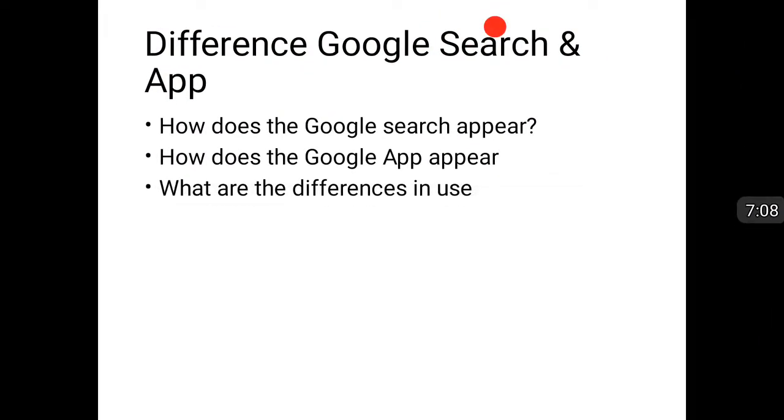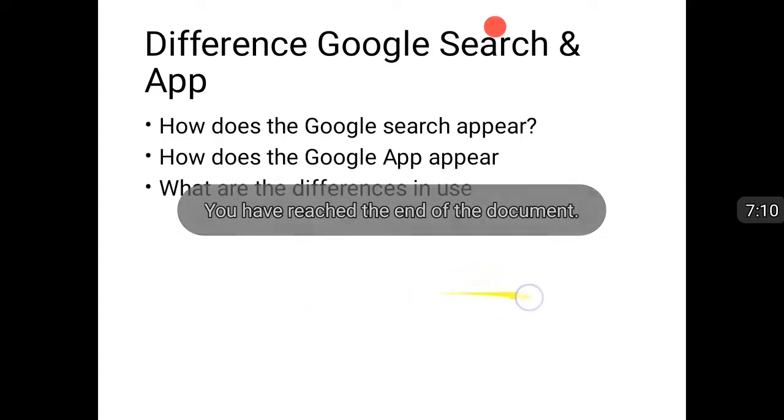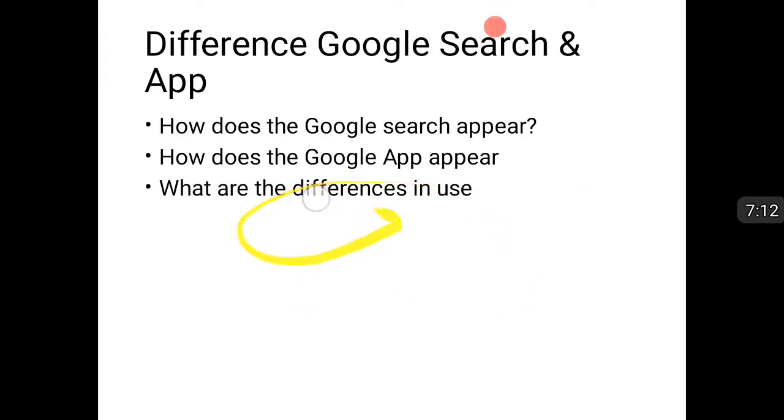What are the differences in their use? This is the main thing. What's the difference between how you use the Google app and how you use a Google search engine? This is the main difference, and this is what people get confused about, and this is the whole reason I'm doing this presentation. It's taken to this stage to be able to get to that.